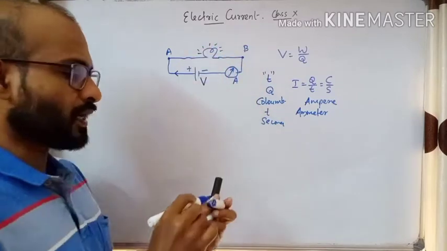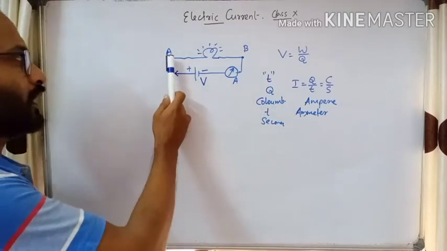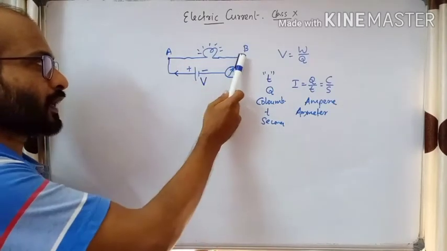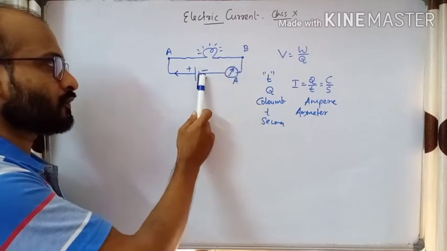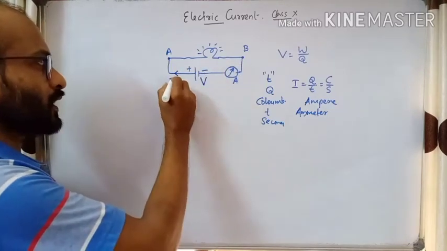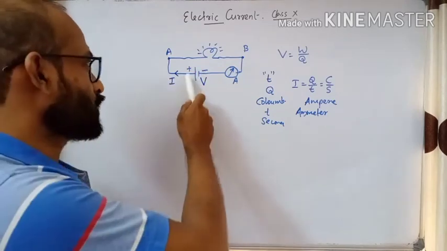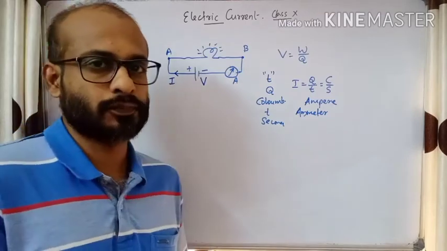So what is the essential condition required here? We need to create a potential difference. At the end A, we have created a high potential, end B negative potential. Then only electrons are flowing from negative to positive. And we have seen that current is flowing in the opposite direction, that is from positive to negative. It is conventionally accepted. So the conventional direction of current is from positive to negative.